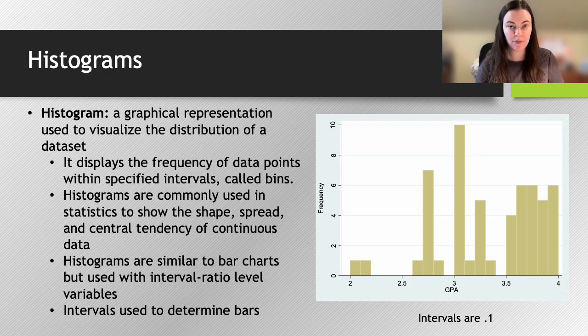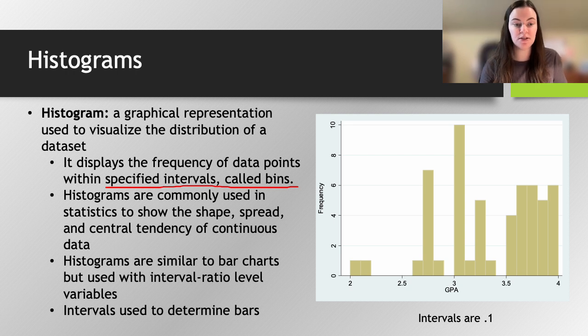Another type of graphical representation is a histogram. Visually, this may look pretty similar to a bar graph or a bar chart, but there are a couple of nuances in between that I want to touch on because they do serve different functions. A histogram is a graphical representation used to visualize the distribution of a data set. One of the key differences is that it displays the frequency of data points within specified intervals, which are also called bins. If you see this term pop up in future presentations or in your book, this is a good reference slide to look back on.